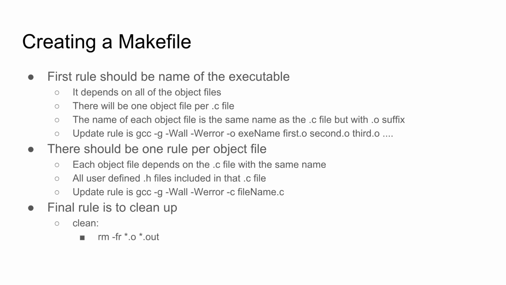The first rule should be the name of the executable you want to create. It depends on all of its object files. There's going to be one object file per C file, and each of the object files has the same name, but with .o instead of .c. The update rule will be GCC, all the options, the exe name, and then all the .o files. Then for each object file, you're going to have a rule. It will depend on the C file of the same name, the H file of the same name, and also any .h files that the .c and the .h include.